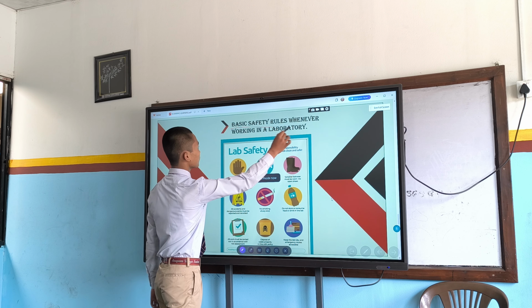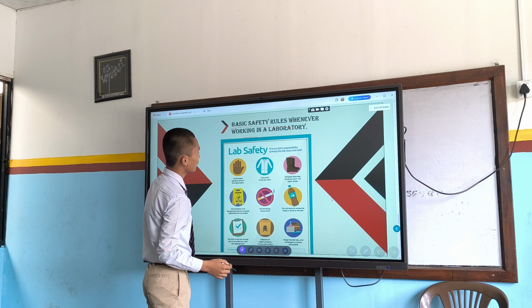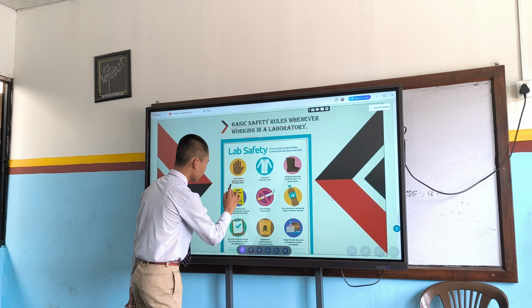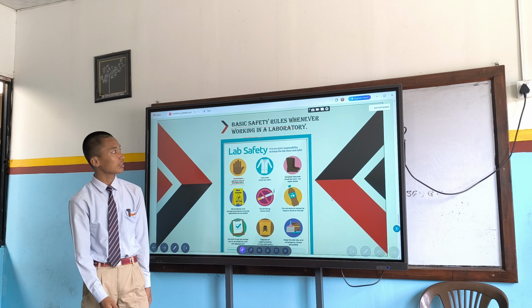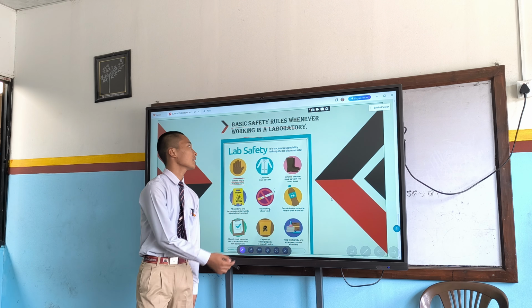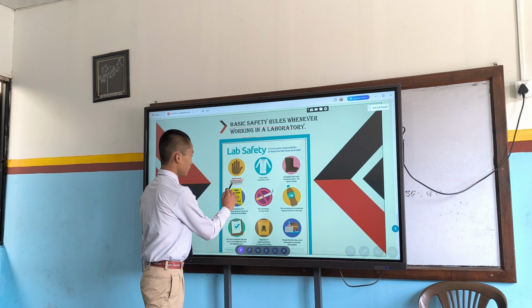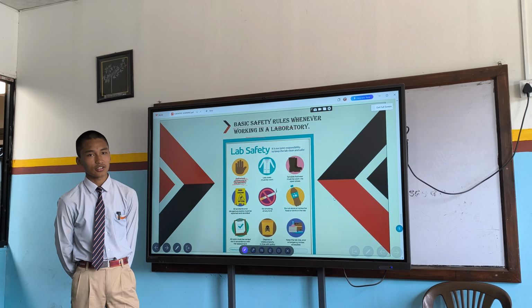Basic safety rules whenever working in a laboratory. Authorized persons only in the laboratory. These are the safety rules that people should follow while working in a laboratory, so they do not get injured or possibly die. Authorized personnel only in the laboratory. Only authorized personnel can come in the laboratory.